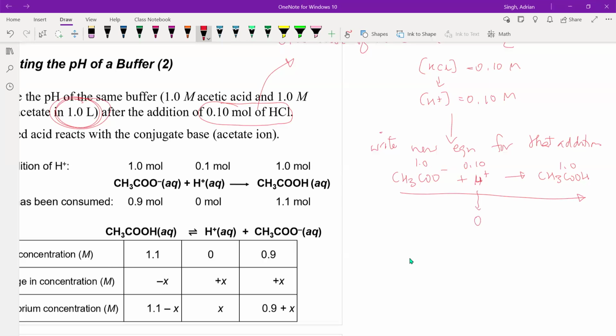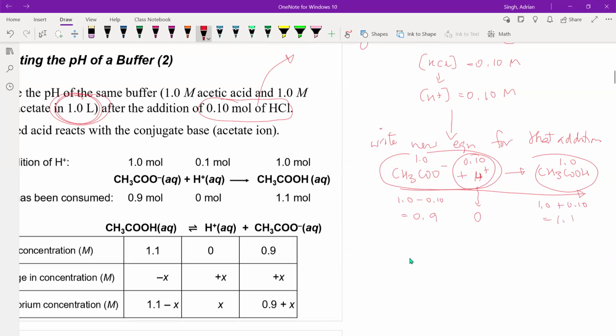This then is going to react in a stoichiometric ratio with this. So we have the 1.0 minus, because it has to react with all of the H+, so that's going to give us 0.9 moles. And then as these two things react together, we're going to make more of the CH3OH. How much are we going to make? We're going to make the same amount of the H+ that we added. So we're going to add here now 0.10. So that's going to give us 1.1 moles of the product.